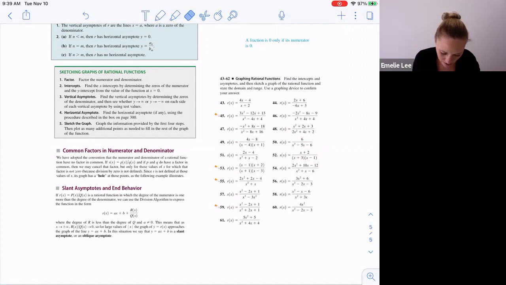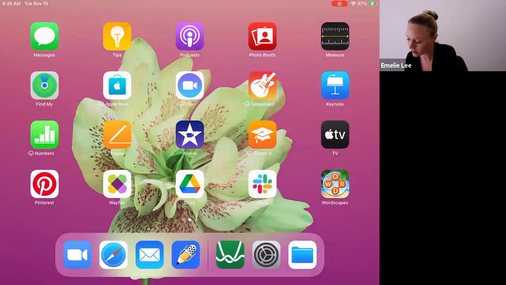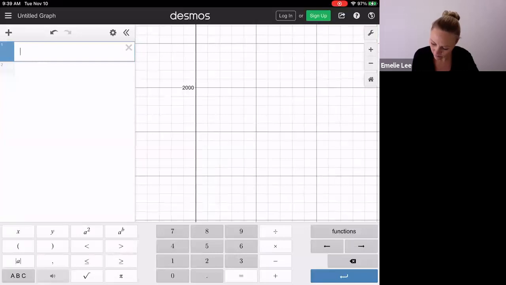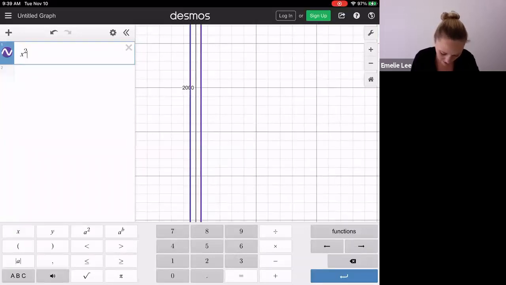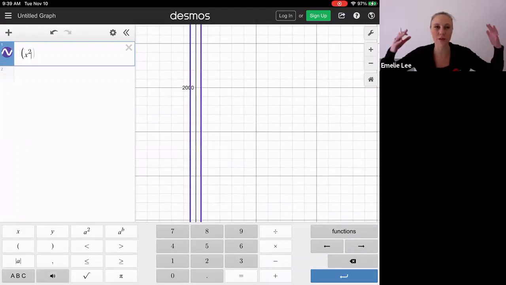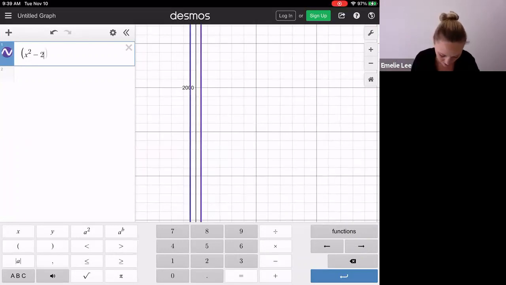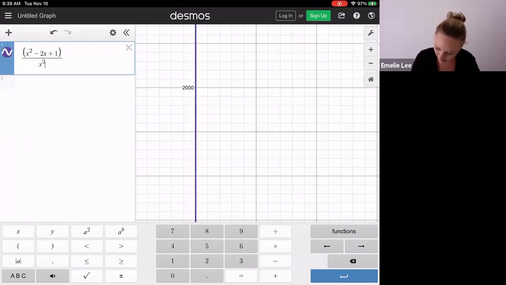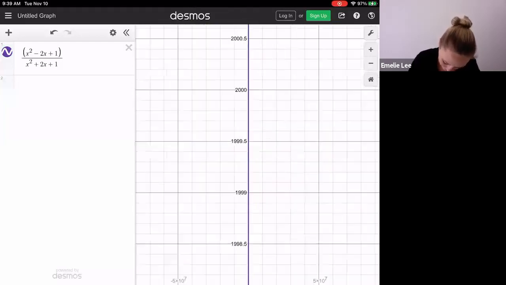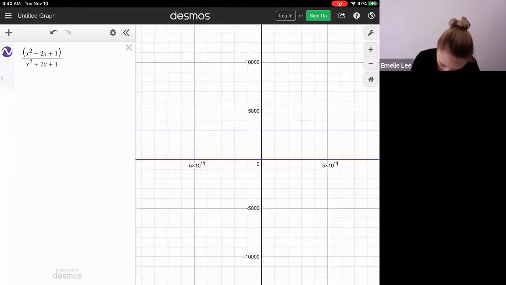So let's use Desmos to check these out. So we had x squared, and I've got a polynomial as a fraction, so I'm going to put brackets around that just to make sure that I'm able to divide all of this. So x squared minus 2x plus 1 in brackets, divided by x squared plus 2x plus 1. Here I had to zoom out all weird for that other question that I was working on.